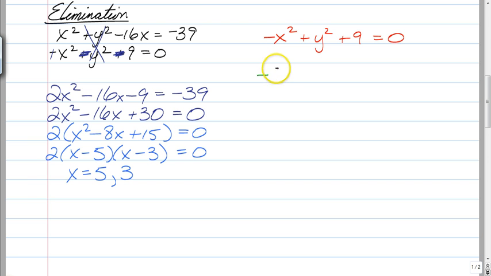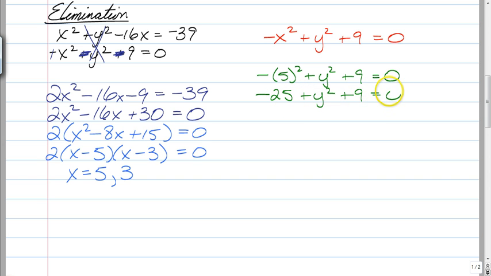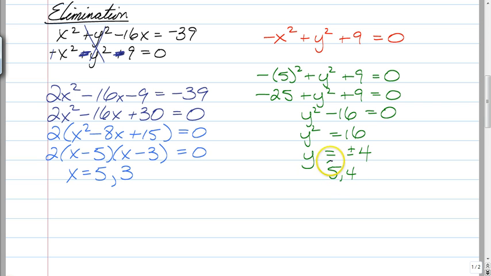So we have a -5 squared plus y squared plus 9 equals 0. 5 squared is 25, but the negative is out front, so we have a -25 plus y squared plus 9 equals 0. So that's a y squared minus 16 equals 0. So y squared is equal to 16. So y is equal to, careful now, plus or minus 4. So 5 gave us 4, and 5 gave us -4.